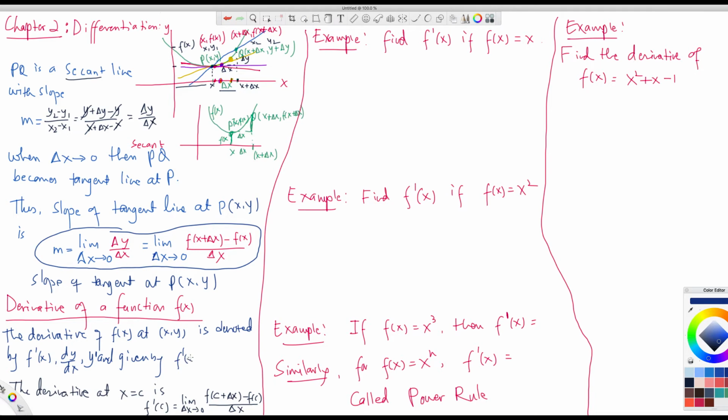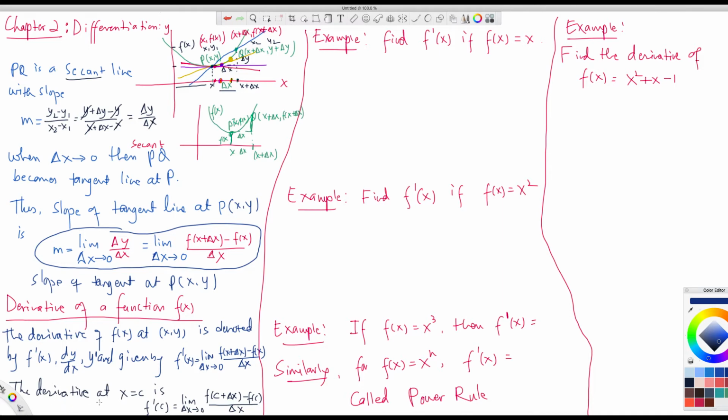But the formula is given by f prime of x equals limit delta x tends to 0, f of x plus delta x minus f x divided by delta x. So this is the formula of the derivative, or the slope basically. So the slope of the tangent line at a point P and the derivative of a function at that point are the same thing. So f prime of x equals limit of f of x plus delta x minus f x over delta x.